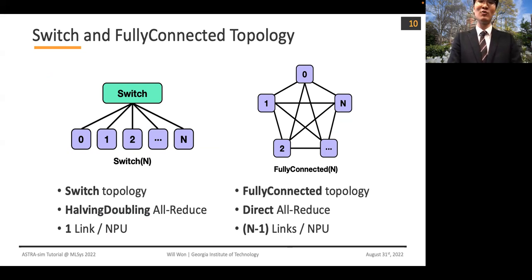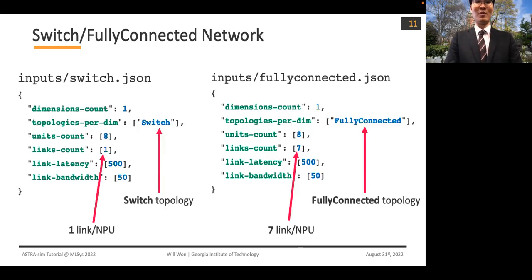If you zoom in on those purple MPUs, each MPU is using one outgoing link to the switch. Whereas for the fully connected one shown on the right, the best collective communication algorithm to use is direct all reduce. And because it's fully connected, when there are n MPUs in total, the number of links going out from each MPU is n-1. So using the same information, we create the network input file for both switch and fully connected. The changed parts are shown here.